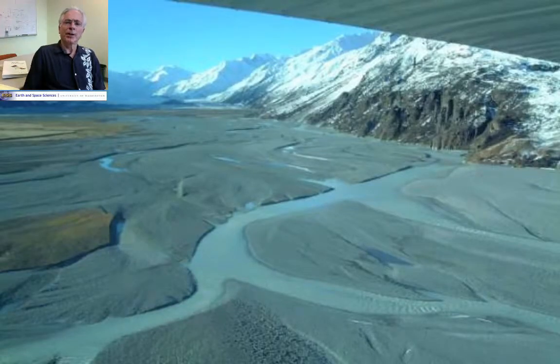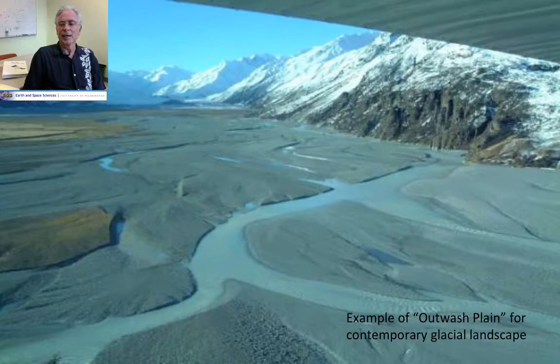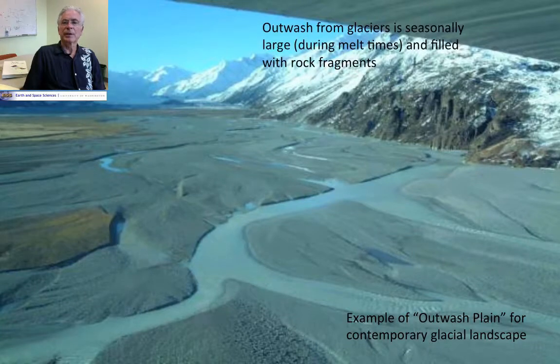Let's look at a modern analog of a continental glaciation. If we go to Alaska, we can find large valleys with the glaciers at the head, and you see these large valleys are chock-a-block full of gravel. The glaciers have ground the gravel up from the mountains behind, and the rivers have transported it across the valleys. So this is called an outwash plain, and it's a contemporary glacial landscape.